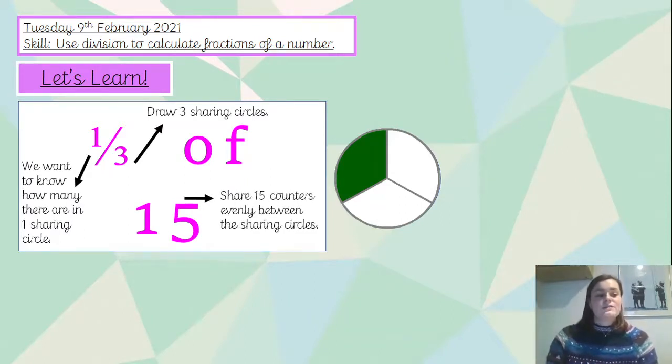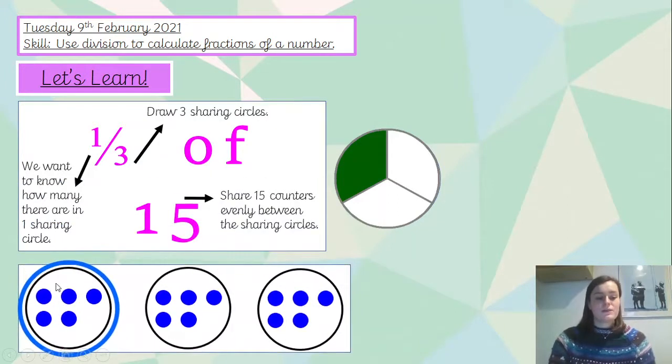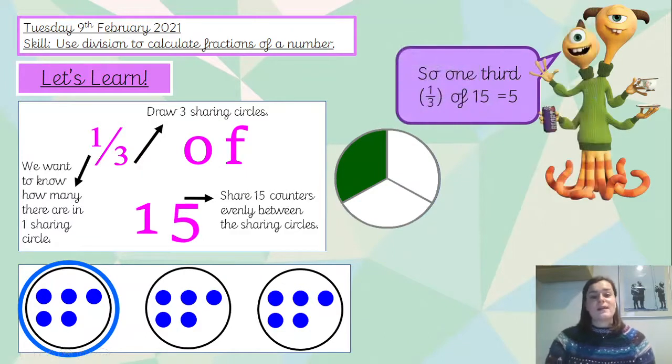And then finally, we're going to look at our numerator, which in this fraction is the number 1, to decide how many sharing circles we need to count up. So we need to decide how many are in one sharing circle. It would look like this. We've got our 3 sharing circles, 1, 2, 3, because our 3 is the denominator. We've shared our 15 counters systematically between our 3 sharing circles. And because the numerator is 1, we're only going to count up 1 sharing circle. In one sharing circle, we've got 1, 2, 3, 4, 5 counters. So we know then that 1/3 of 15 equals 5.